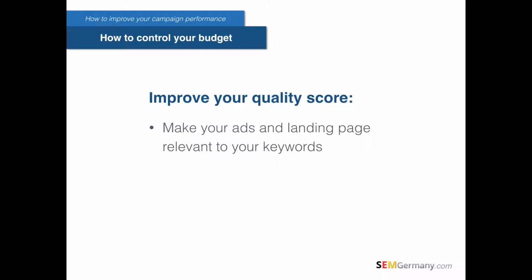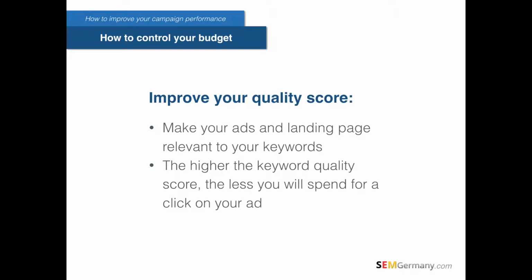Keep in mind, Google wants to show its users the most relevant results only and supports that by giving you an advantage over your competitors running less relevant ads or with less quality websites. Generally speaking, that means the higher your keyword quality score, the less you will have to spend for a click on your ad at the same position.